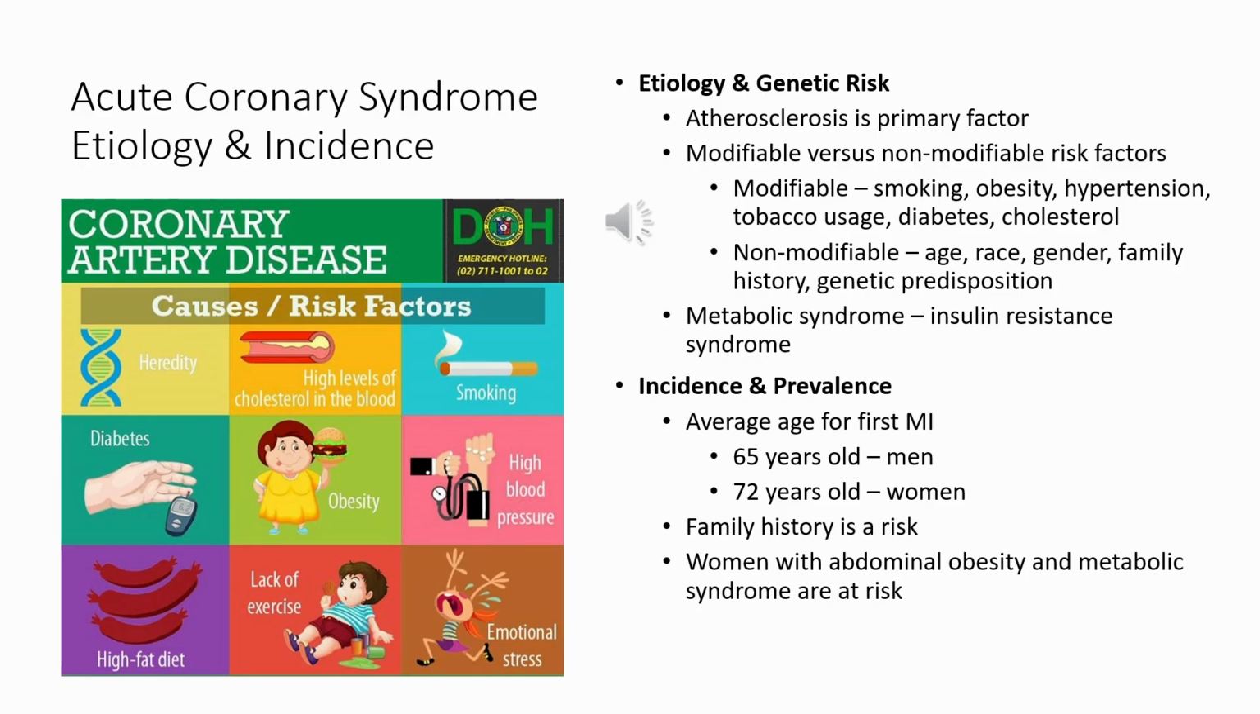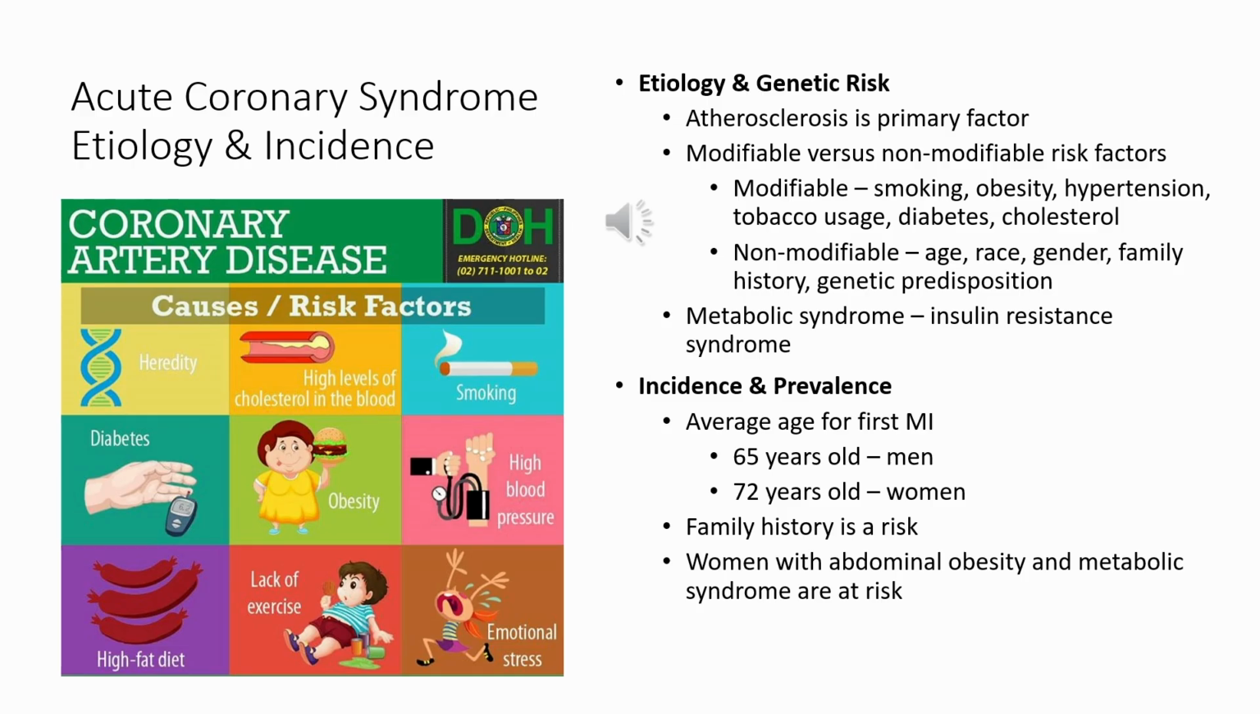Looking at incidence and prevalence, the average age for a first myocardial infarction is 65 years for men and 72 years for women. Family history plays a pretty big role. It increases the likelihood of developing coronary artery disease. Again, postmenopausal women are at increased risk due to decreased estrogen levels, which previously provided some cardiovascular protection for them. Studies also indicate that certain ethnic groups have a higher prevalence of CAD, with non-Hispanic Black males having the highest mortality rates from heart disease.